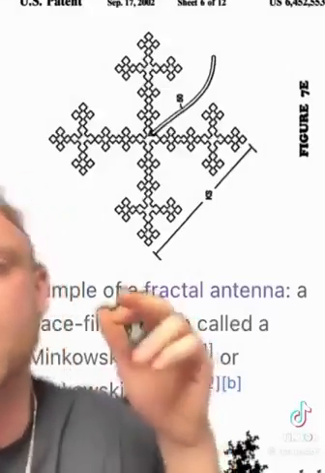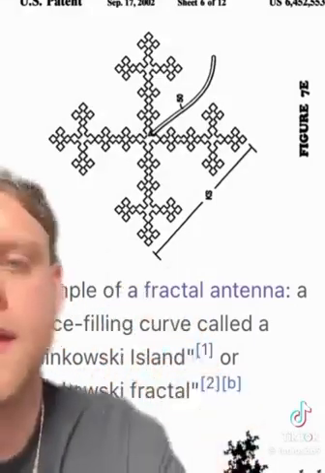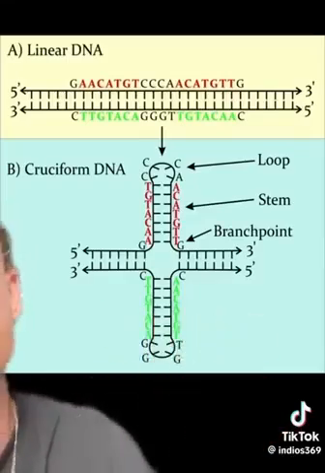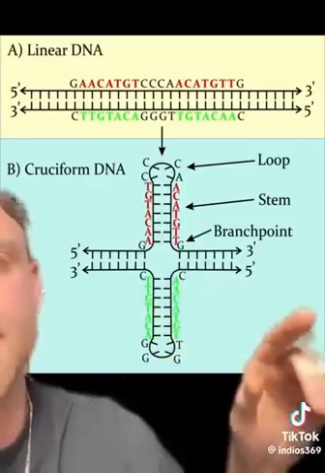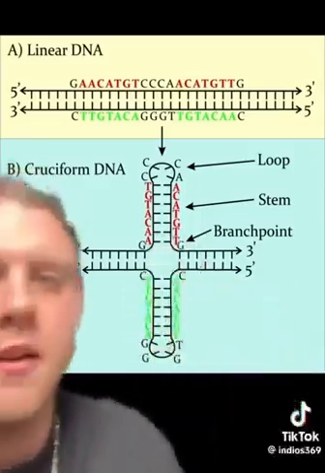Now, this is why when we look at the U.S. patent design for a fractal antenna, we get a cross, okay? And that's where cruciform DNA comes from, because all your linear DNA, your two-strand DNA, folds into cruciform stacks. This is your connection to Christ right here.